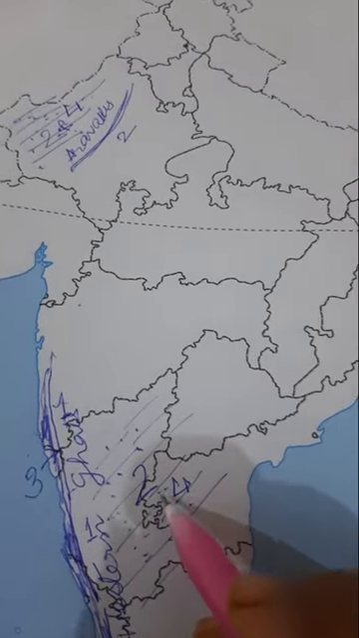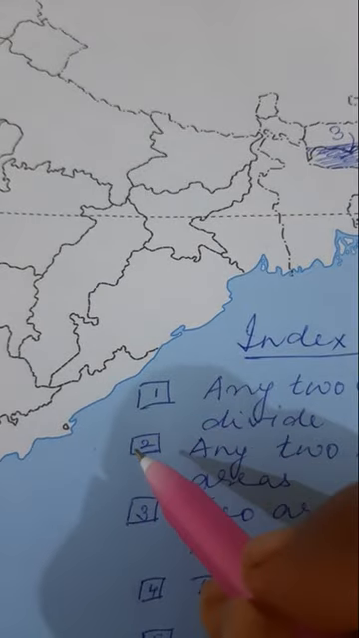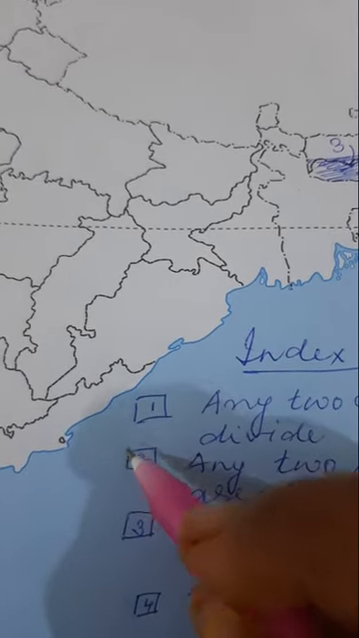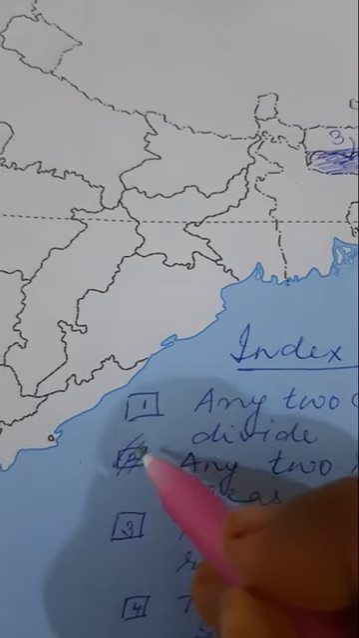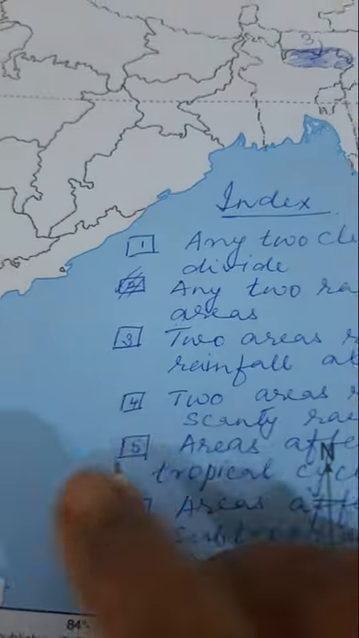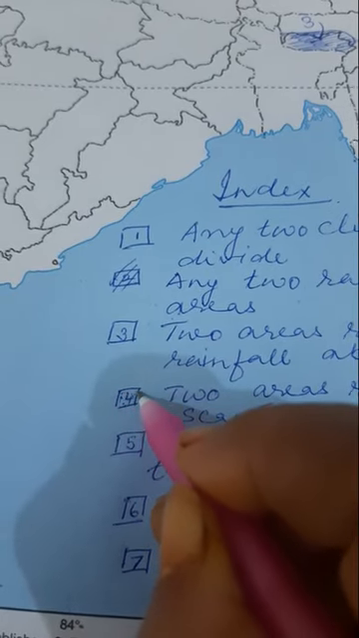Here 2 and 4. So what you do children, here in the index also you can put a shade in this way. Here in number 4 you can also fill it up with dots.